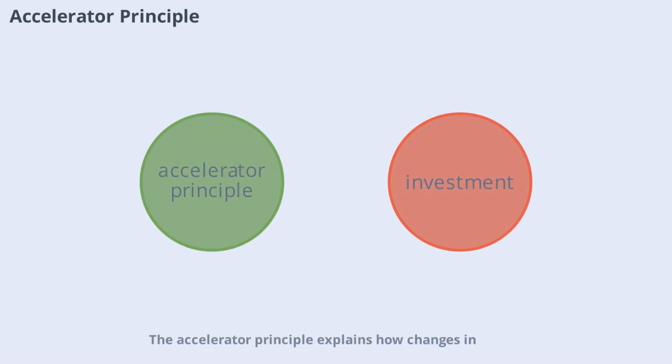The accelerator principle explains how changes in output can lead to larger changes in investment. When demand rises, firms invest more to expand capacity, amplifying economic fluctuations. This principle, combined with the multiplier effect, helps explain the volatility of business cycles and the importance of stabilizing policies.